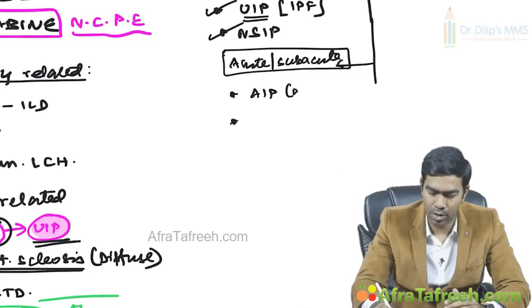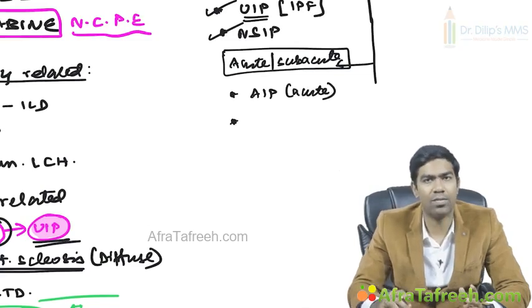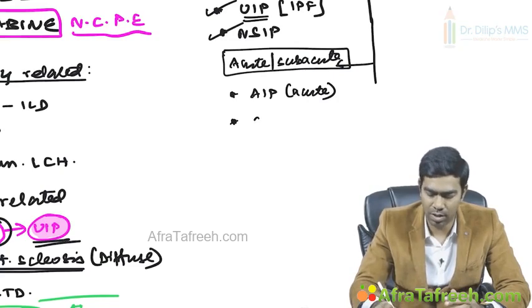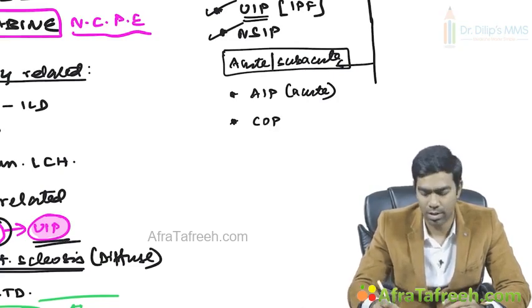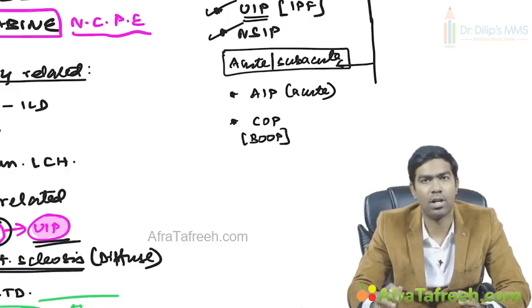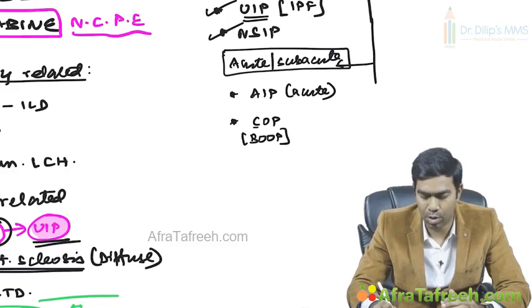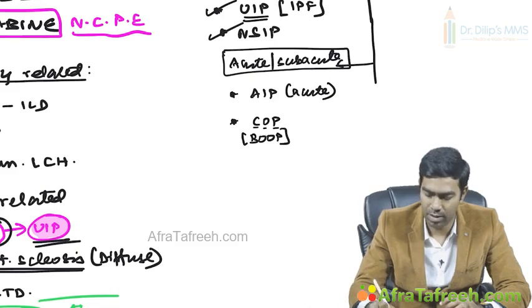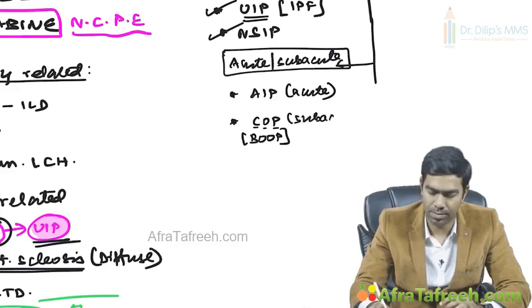But anyway, it's not good to call it an idiopathic ARDS. It's very bad. So just call it AIP. It has a name, acute interstitial pneumonia. That's all, which will be acute in presentation. There is a second one which is subacute in presentation. That's called cryptogenic organizing pneumonia, which was previously called BOOP, bronchiolitis obliterans organizing pneumonia. Otherwise called cryptogenic organizing pneumonia, which is typically going to have a subacute presentation.